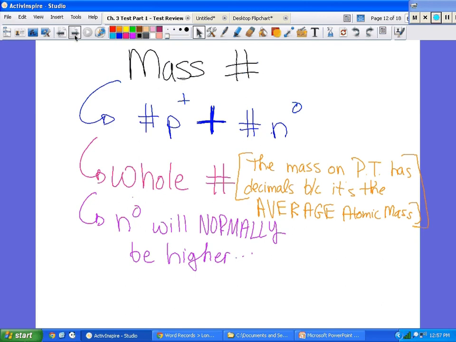No, you don't round. Okay? Because can you have half a proton? Can you have a quarter of a neutron? No, you can't. It's an all or nothing thing. So the mass number is a whole number.